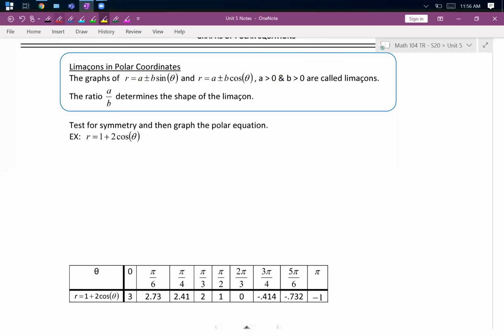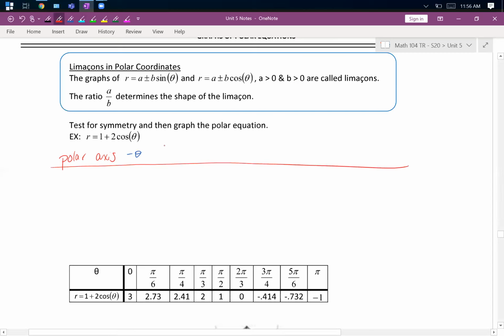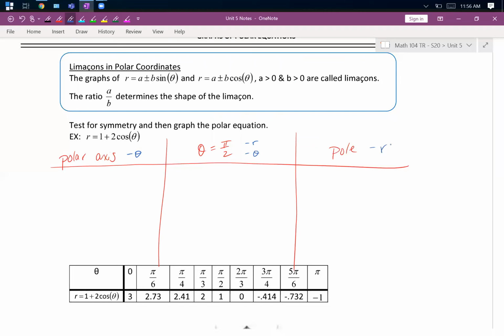So we want to start by testing for symmetry, and we'll do our 3 types of symmetry. Symmetry with respect to the polar axis, where we're replacing theta with negative theta. Symmetry with respect to the line theta equals pi over 2. This is where we're replacing r and theta with the opposite. And then lastly, symmetry with respect to the pole, and here we're just replacing r with negative r. I'm going to pause the video and put you guys into groups and let you work on this symmetry.